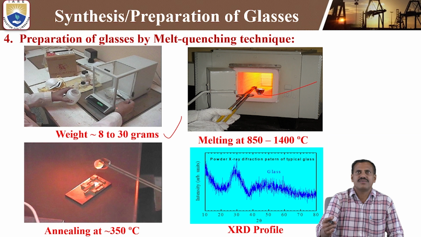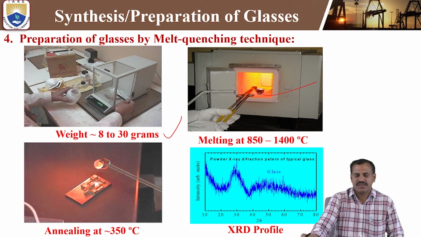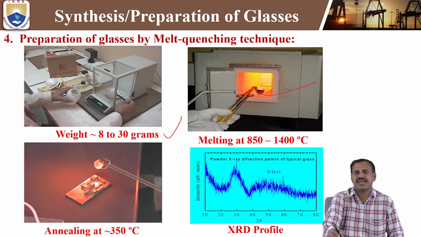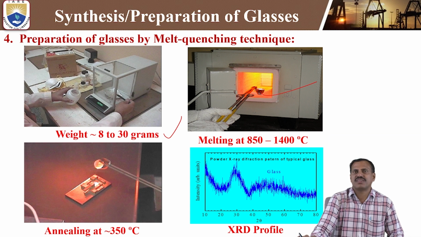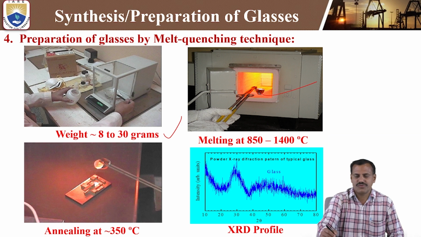Next, we crush that into fine powder, with a ball mill or even physically, until it is a fine, smooth powder. After that, it is kept into the platinum crucible. Then we keep it in the electrical furnace at the melting temperature, whether for borate, tellurate or silicate glasses. We use the temperature based on the composition of the glass material. So the melting temperature should be 850 to 1400 degrees centigrade.